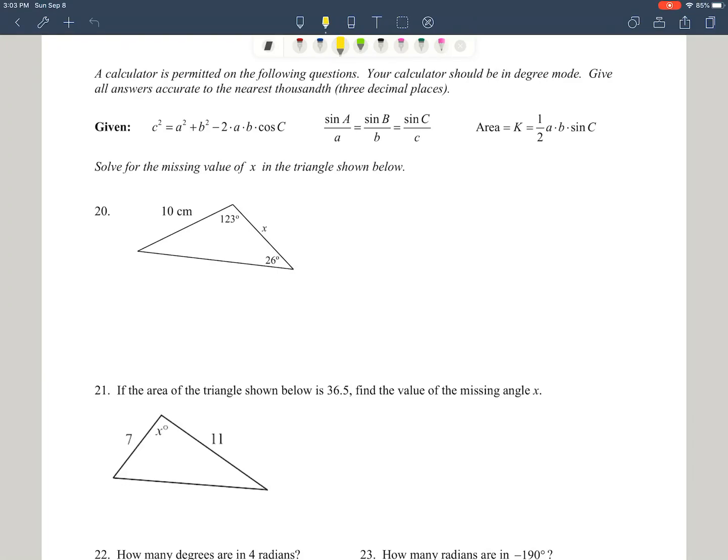All right, we're on the calculator portion of the review. It says a calculator is permitted on the following questions. Your calculator should be in degree mode. It says give all answers accurate to the nearest thousandth, which should be 3 decimal places. All right, and we're also given the law of cosines, the law of sines, and the area for any triangle.